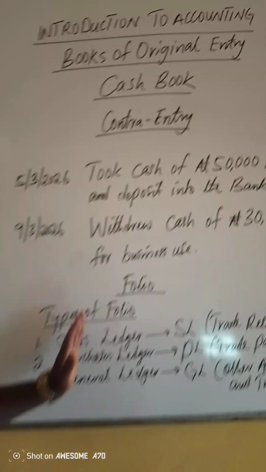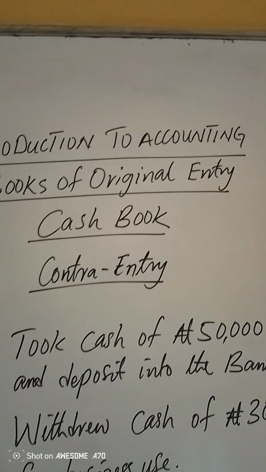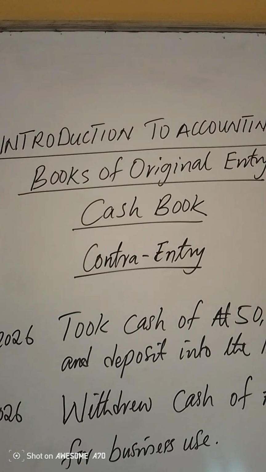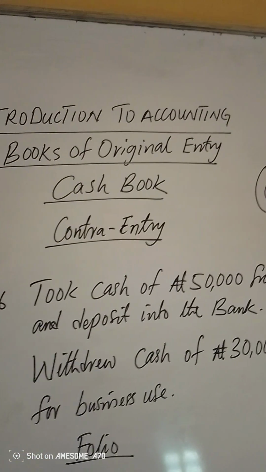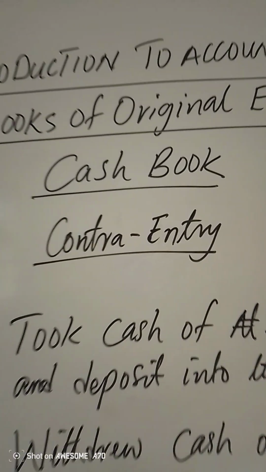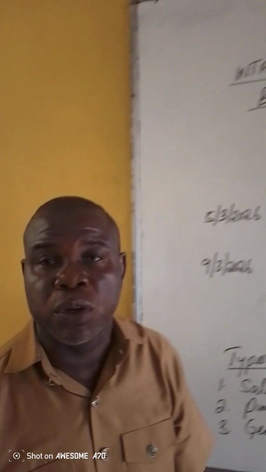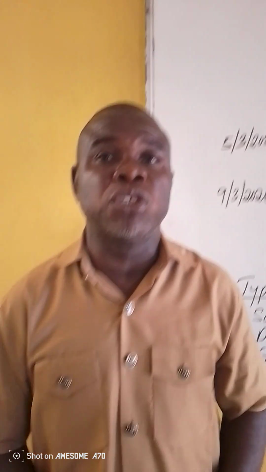In today's video, we are going to continue under the topic cash book, books of original entry. And before we go to cash book, I want to clarify an entry called the contra entry, which most learners find difficult to understand how to post it in the ledger. What is a contra entry?